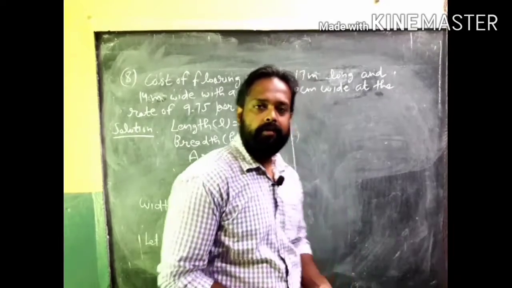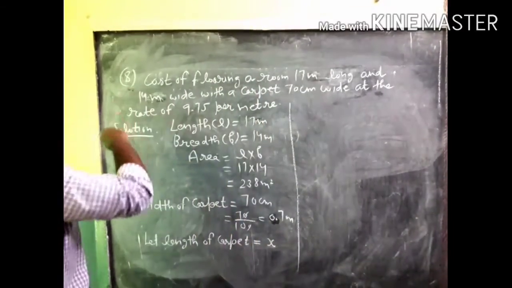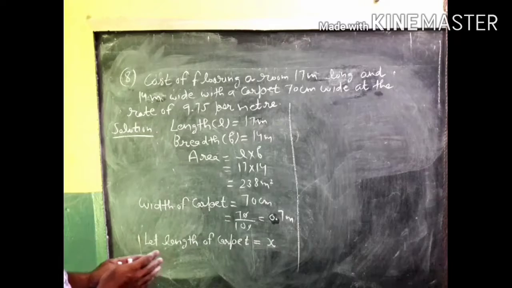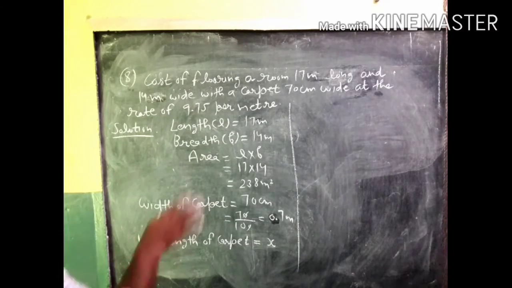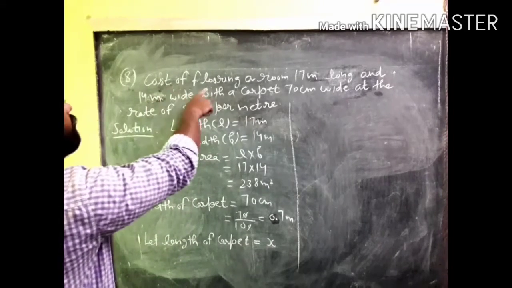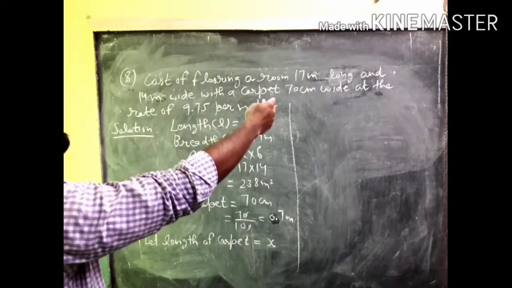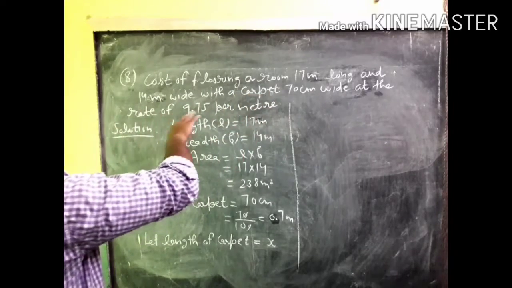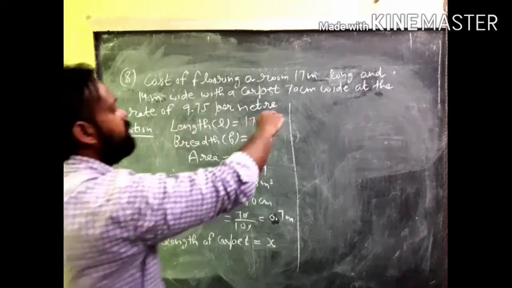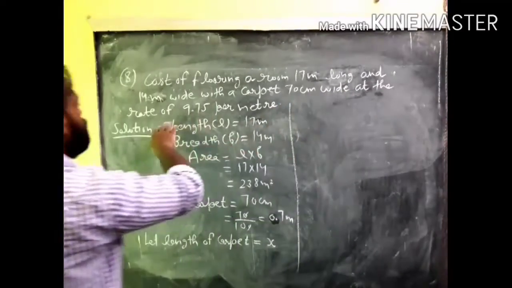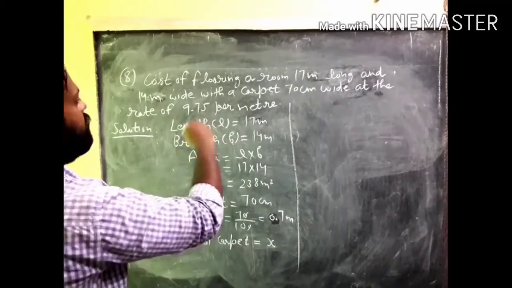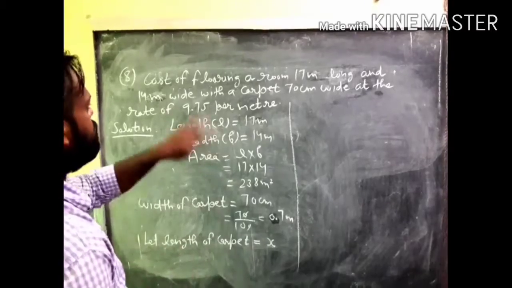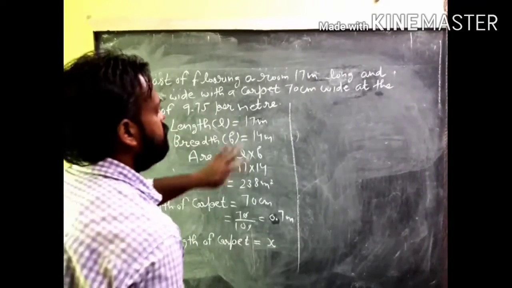So okay students, now see the next sum, the 8th sum. It is also very important, so see this sum carefully. First of all, see the statement: the cost of flooring a room 17 meter long and 14 meter wide with a carpet 70 centimeter wide at the rate of 9.7 per meter. So what is the meaning of this statement? First of all, we have to understand this one.